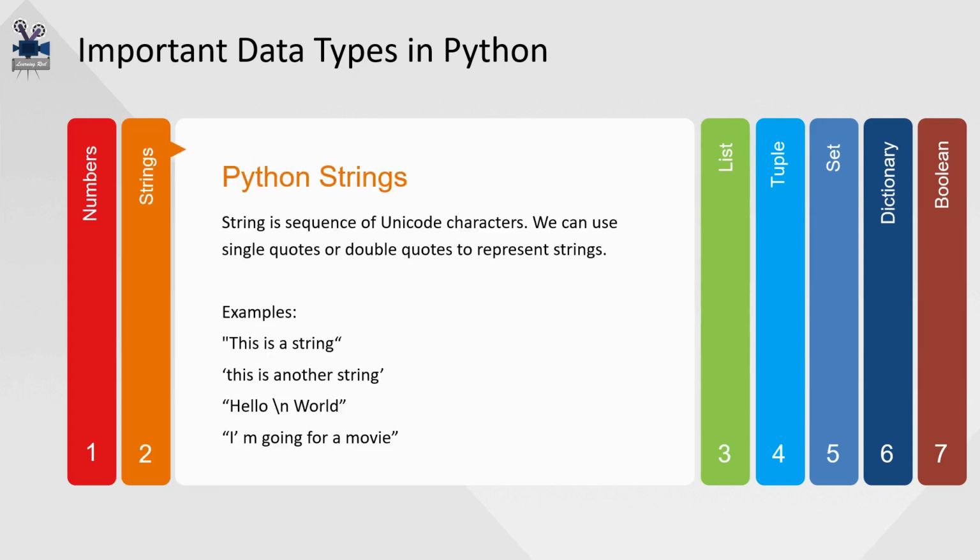Moving on, Python strings. A string is a sequence of Unicode characters. We can use single quotes or double quotes to represent strings. For example, in double quotes there's a string, and another example in single quotes. And then you see something different in the last two examples, which is a \n and an apostrophe in between the double quotes, right? So we'll talk about all of these definitely.